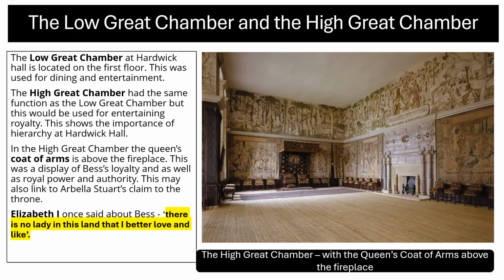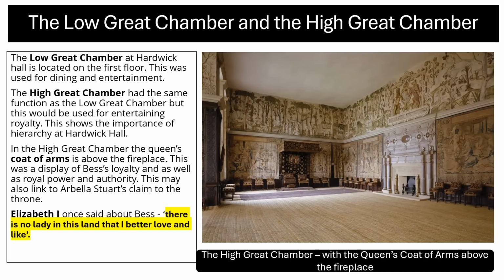Okay, so at Hardwick Hall there was a low grate chamber and a high grate chamber. Now the low grate chamber is on the first floor. It was used for dining and entertainment, but for the family. The high grate chamber, same function, but this is used for entertaining royalty or really important guests. So it shows the importance of hierarchy at Hardwick Hall.